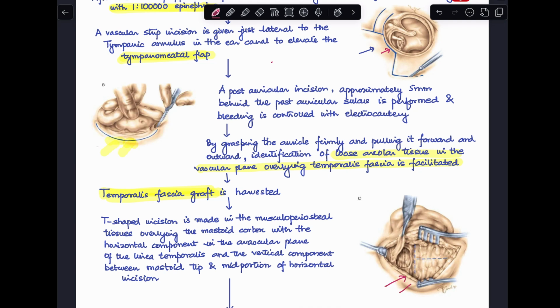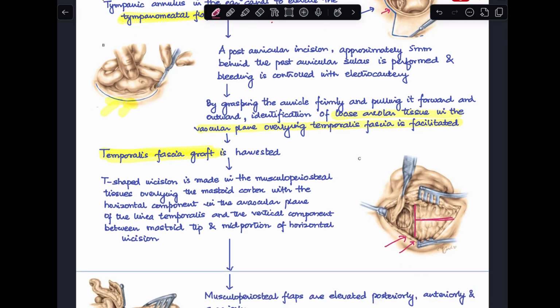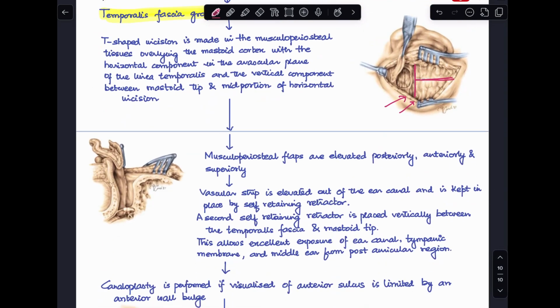Next, you give a T-shaped incision. You can see in the image, the T-shaped incision is given in the mucoperiosteal tissue overlying the mastoid cortex, with the horizontal component in the avascular plane of the linea temporalis. This is the horizontal part of the incision, and the vertical component is given between the midpoint of this horizontal incision and the mastoid tip. Then you raise the mucoperiosteal flaps posteriorly, anteriorly, and superiorly.